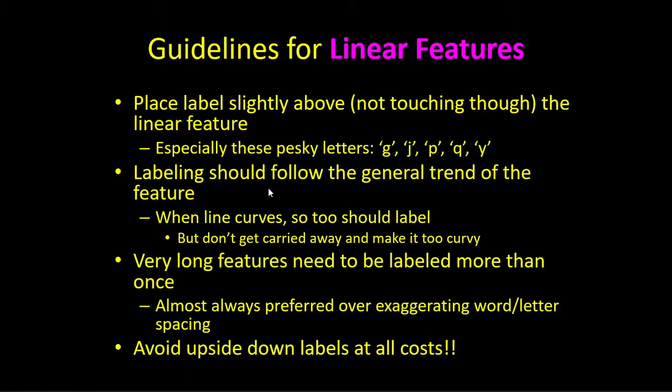For long linear features, instead of exaggerating word or letter spacing to cover from one end of the linear feature to the other, this is where it would be good to have duplicates. We don't often have duplicates for point features or areal features, but for linear features it is logical. For example, for the Mississippi River, label it in a few different spots because it's such a long feature. As always, avoid upside down labels at all costs. You might think, well, this river curves and then goes back this way. You always want to make sure that the text is right side up, not upside down.